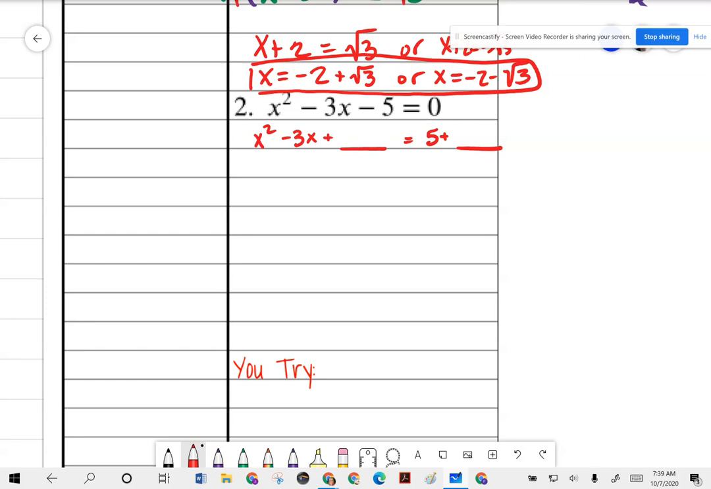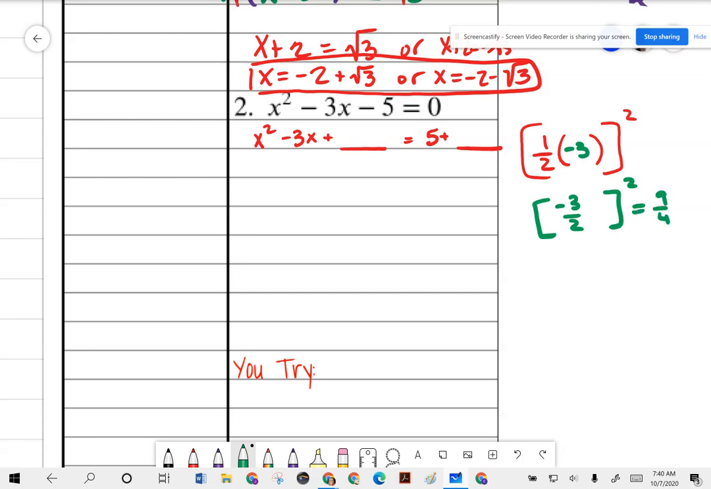And remember, what we have to do for that something is to take half of my b term and then square it. So my b term in this case is -3. So half of that is just simply -3 over 2, but then I've got to square it. So when I square -3 over 2, that ends up giving me 9/4. So I'm going to add 9/4 to both sides.